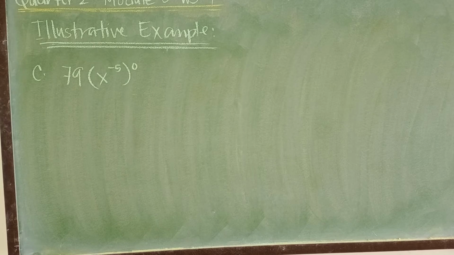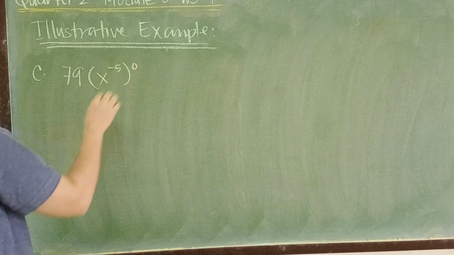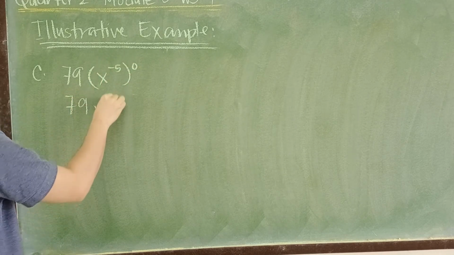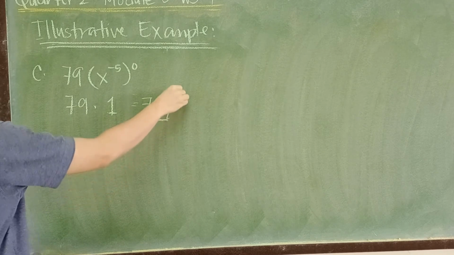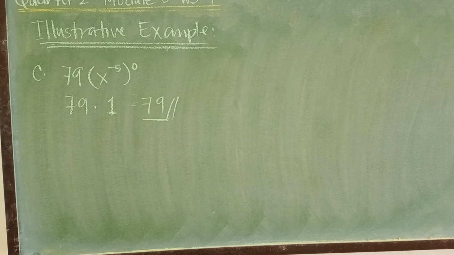Next, letter C. 79 times x raised to negative 5 raised to 0. So, tulad ng sabi ko doon sa mga 0 exponents, any number raised to 0 is equal to 1. Kahit may negative na exponent pa siya doon, huwag mo nang pag-aksayahan ng oras na kunin pa yung reciprocal niyan. Kung naka-raise sa 0 yan, pwede mo nang palitan ng 1. So, eto, pwede mo nang palitan ng 1. So, 79 times 1. 79. Ganyan lang kadali.